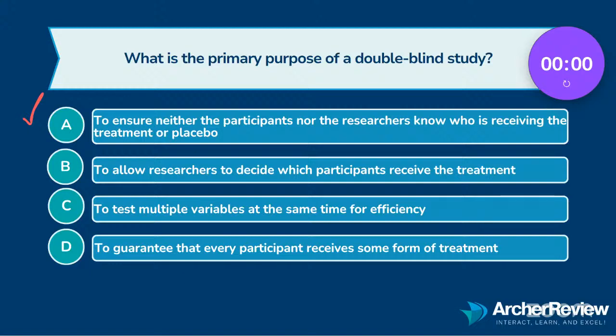C, to test multiple variables at the same time for efficiency. And you've heard me kind of hammer that one home a lot. We only want to test one variable, not multiple. D, to guarantee that every participant receives some form of treatment. And unfortunately, that's not the case. A control group is not going to receive any form of treatment. They're going to have a placebo.